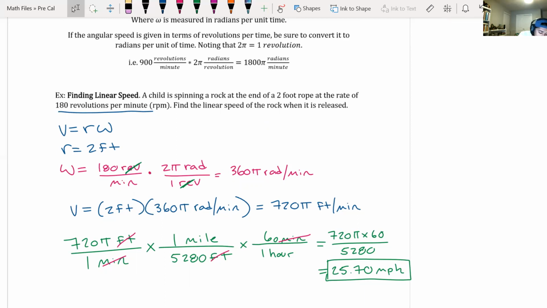That's heartbreaking. We could have just done 720 times pi, and that was spinning at, it sounds a lot faster. This is 2,261.95 feet per minute. Now that sounds dangerous. Deadly. But we need to put it into our terms.